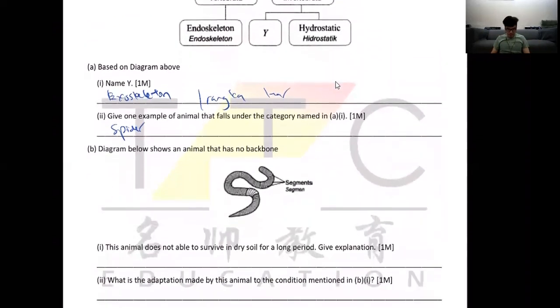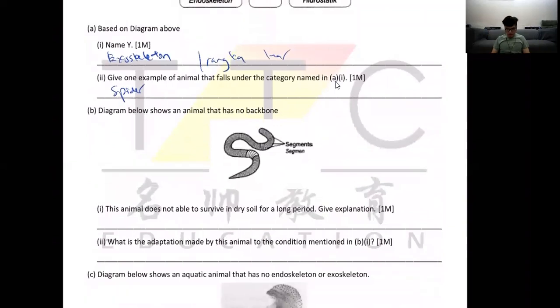Anyway, B shows an animal that has no backbone. Okay, this is a hydrostatic. So this animal is not able to survive in dry soil for a long period. Explain. Okay, here's the thing. For insects with exoskeleton, they have a layer of wax outside. Do you know that? Do you know bees have a layer of wax outside them? We call it beeswax, fong la. The wax they use from bee, okay, they use the wax to make their beehive. Beeswax can be used to make candles, can be used to make your hair gel. So all insects, they have wax outside. But this one, hydrostatic, they don't have any wax. So water will just evaporate from their skin. They will just die because of dehydration.